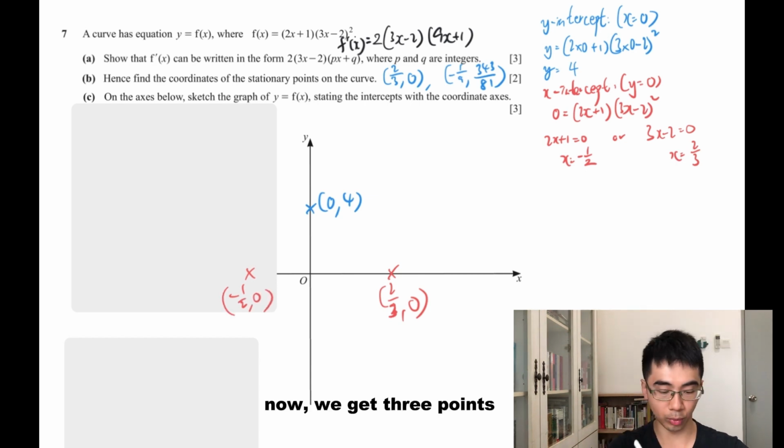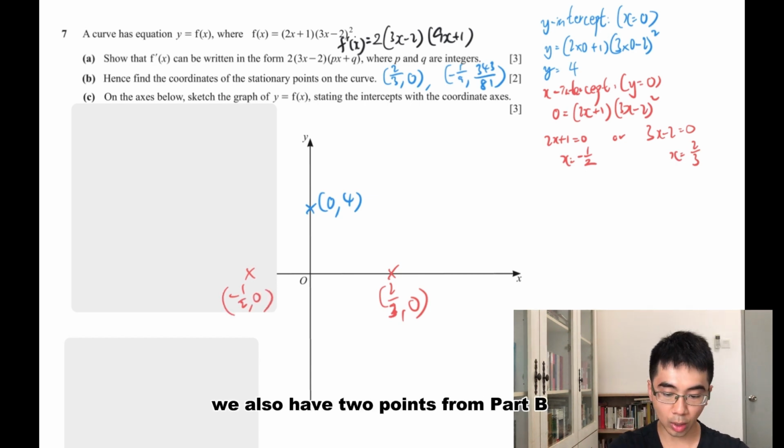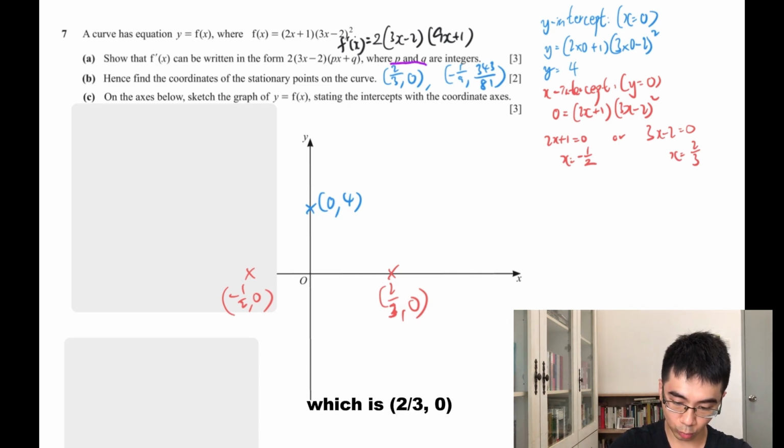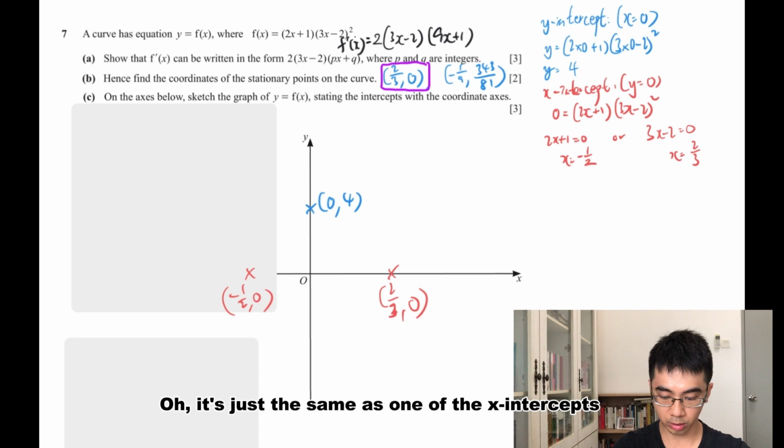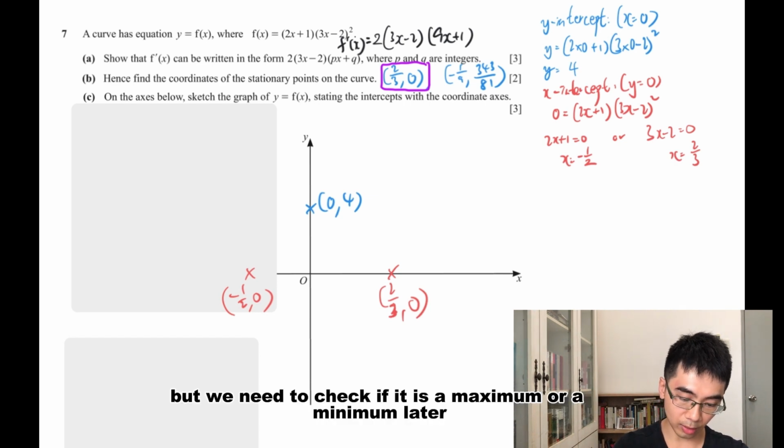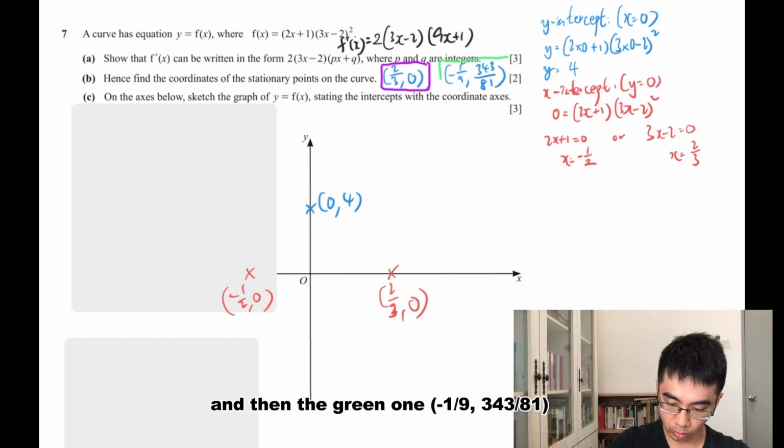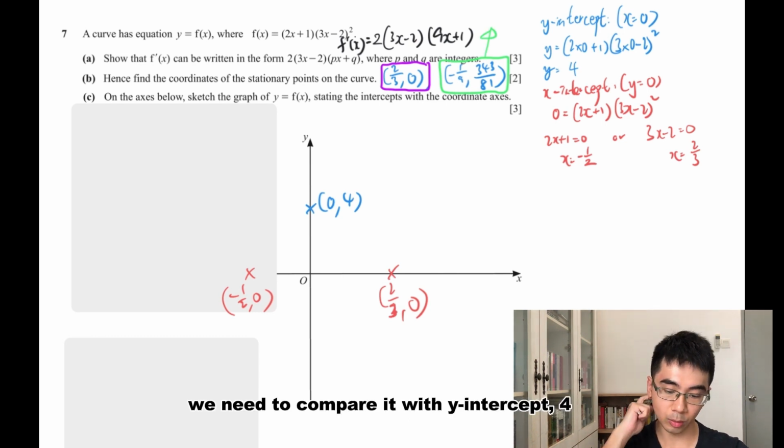So we got 3 points, but we also have 2 points in part B, which is 2 over 3 and 0. Oh, it's just the same as one of the x-intercepts. But we need to check if it is maximum or minimum later. And then another one is the green one from part B. Here we need to compare it with the y-intercept 4.